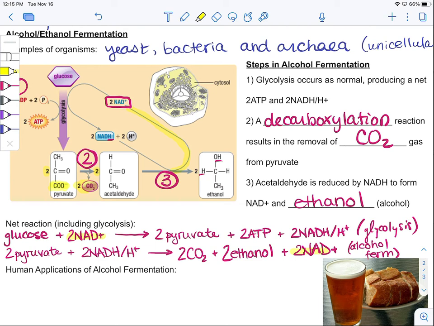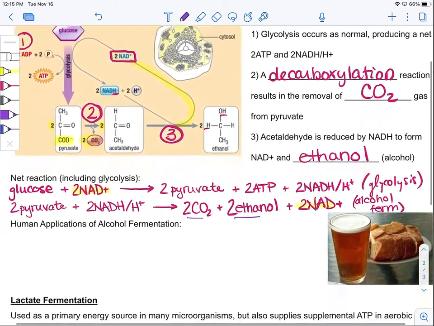I want to talk about some human applications, and I know some of us have talked about this previously as well. Why would people care about this? Because this doesn't happen in humans. Well, the reality is we've got some economical and functional things that we use this for. And I want to point out to you guys these 2 products, 2 CO2 and 2 ethanol. So let's actually talk about this for just a second.